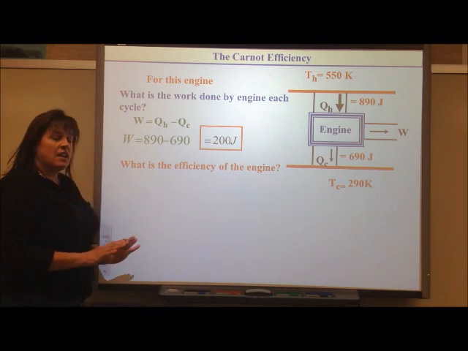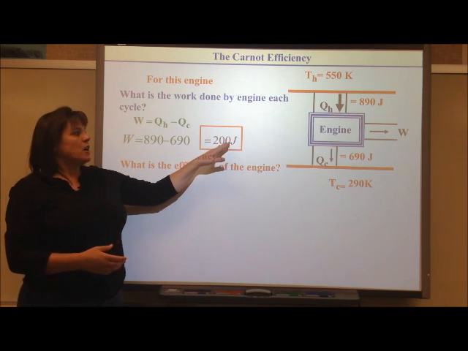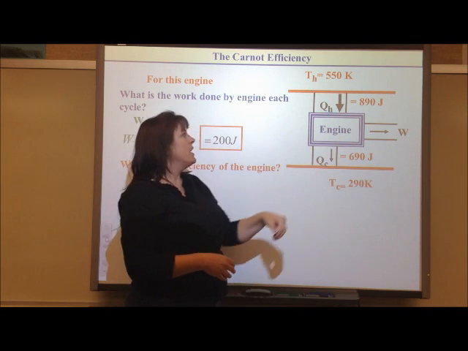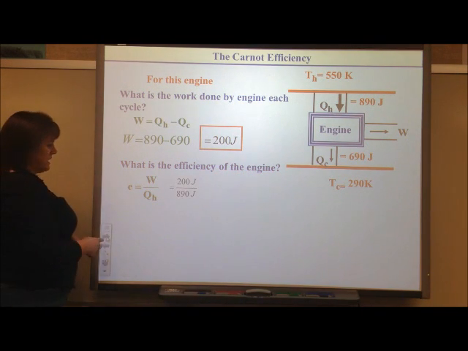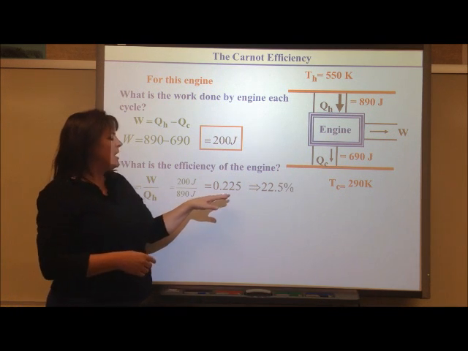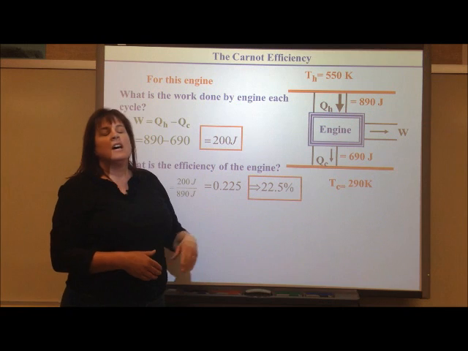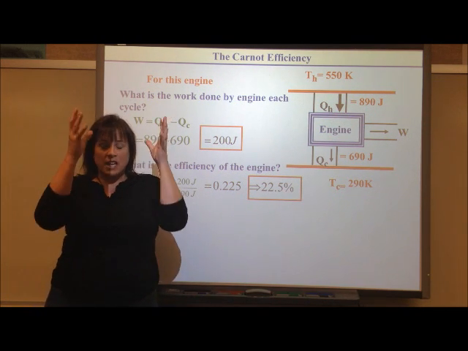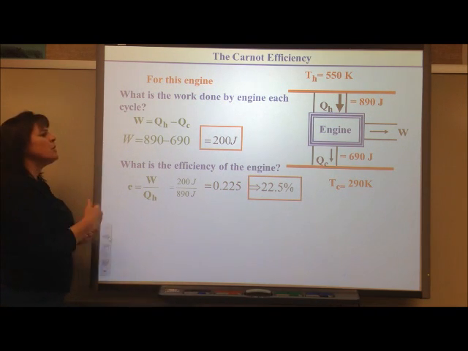Well, the efficiency, not the maximum, but the actual efficiency of this engine, remember, is how much work is coming out divided by how much energy we put in. So 200 divided by 890 joules gives me a percent efficiency of 22.5%. Not very efficient, right? I'm putting in a lot more energy than I'm getting work out.